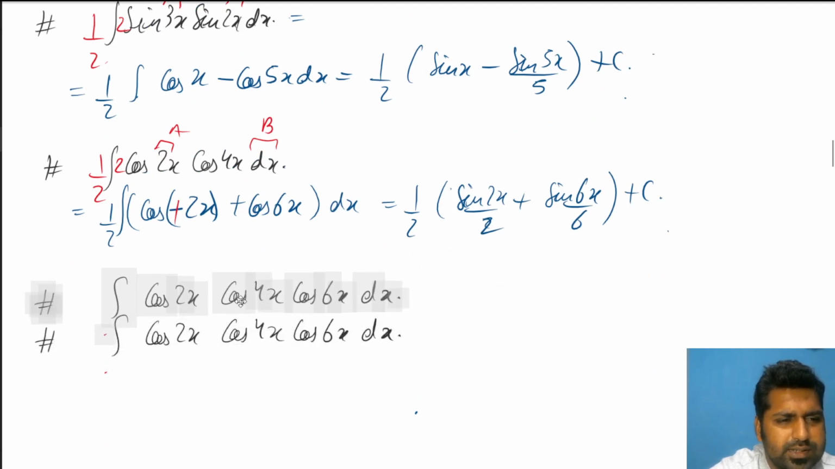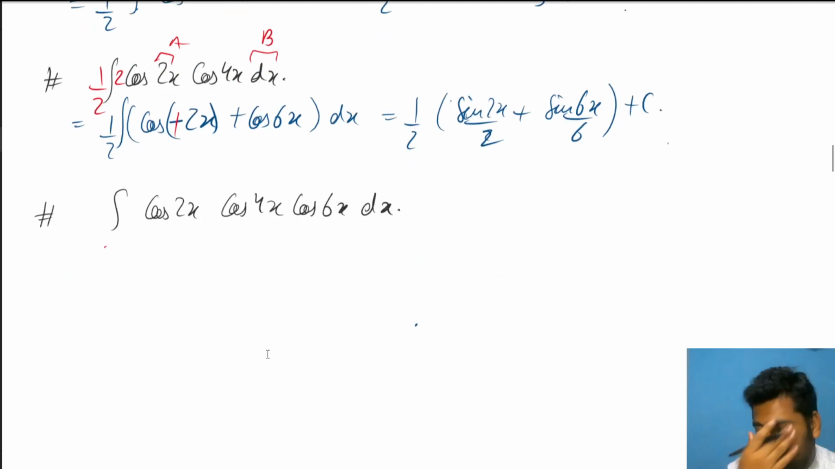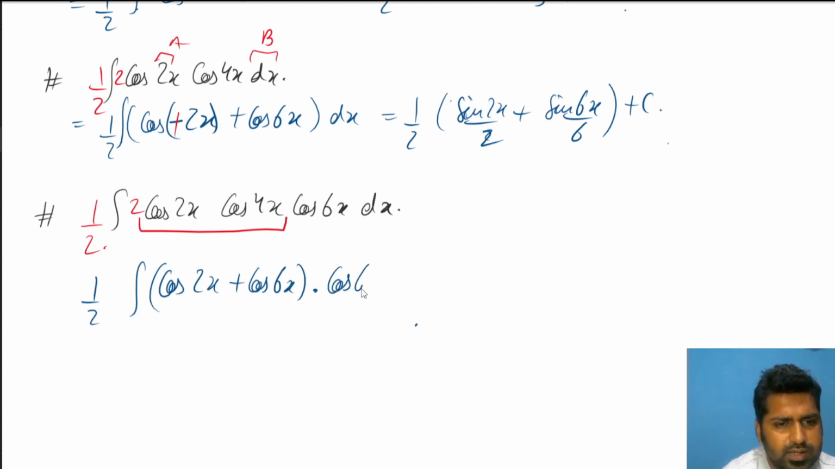Now, this concept cannot be restricted only to the multiplication of 2. This can be further extended to the multiplication of 3 cos terms or 3 sine terms or their combinations also. The idea is still the same. You use the properties. So let's take these two terms, multiply by 2, divided by 2. So this is 1 by 2 integration 2 cos a cos b, same as the above question. Interesting. So cos 2x plus cos 6x, but they are still in multiplication with cos 6x dx. Fine. Let's solve it further.